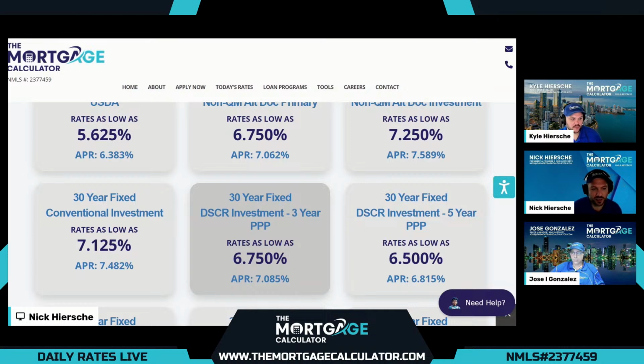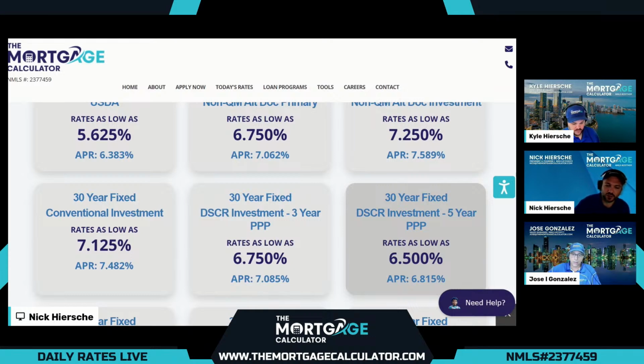First up is our 3-year prepayment penalty option, which is pretty standard. Rates come in today, an amazing 6.75 rate. Final APR 7.085. Absolutely smoking conventional, alt doc, everything. And our DSCR with a 5-year prepay, absolutely amazing, 6.5 rate. Final APR 6.815 with all the fees. Again, absolutely destroying all the other options.